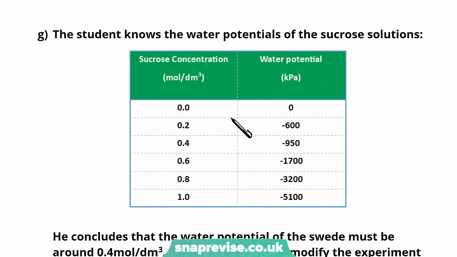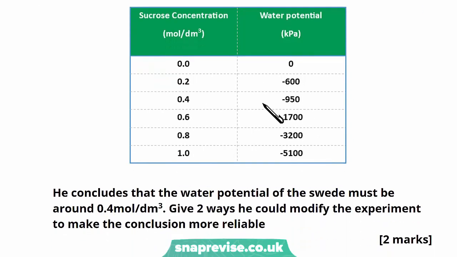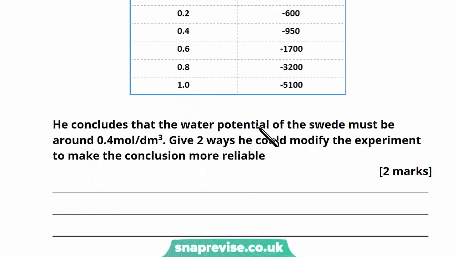So moving on to part G, it says the student knows the water potentials of the sucrose solutions. So remember, in our experiments we talked about, we now compare the water potential of the sucrose solutions to work out the one of the potato, or in this case the Swede cube. So just look at the table briefly. We've got our sucrose concentration, and as we can guess, the water potential goes down as it gets more concentrated. And again, we've got those units of kilopascals. So he concludes that the water potential of the Swede must be around 0.4 moles per decimeter cubed.